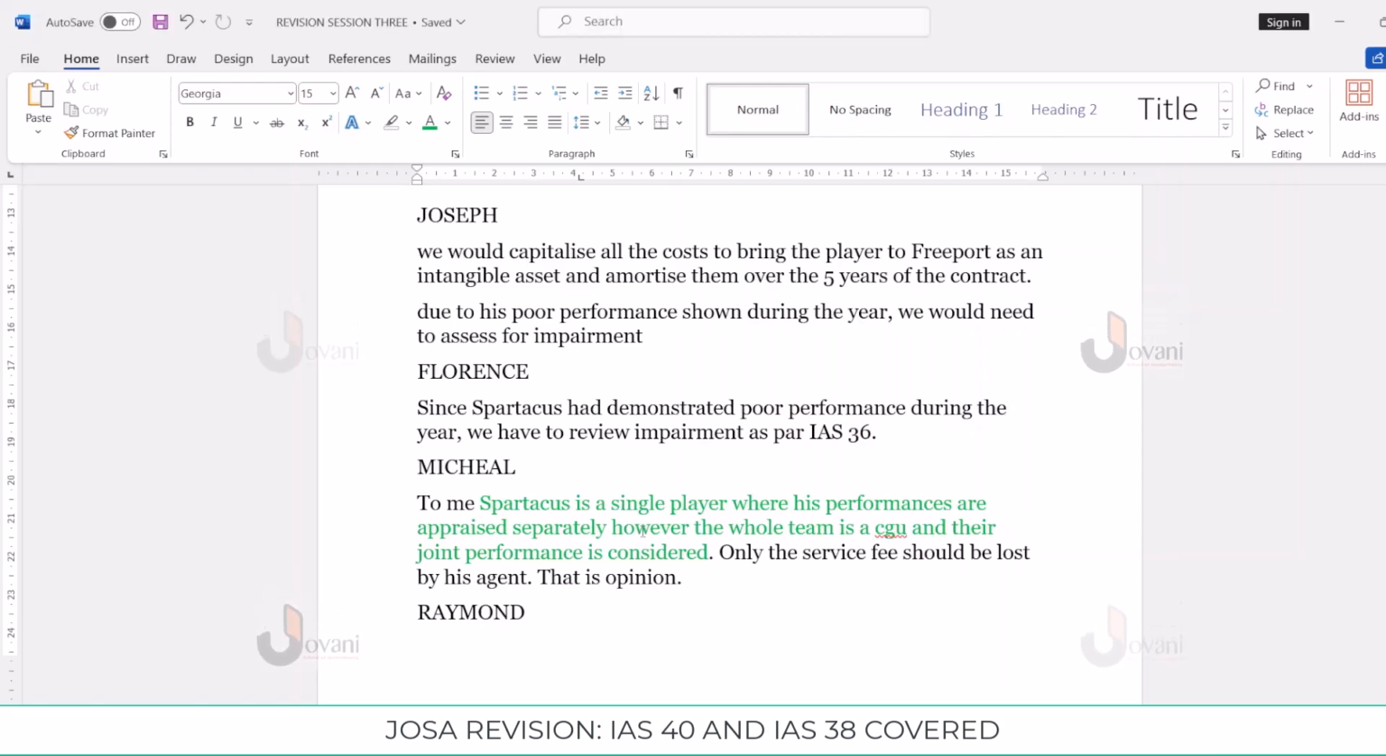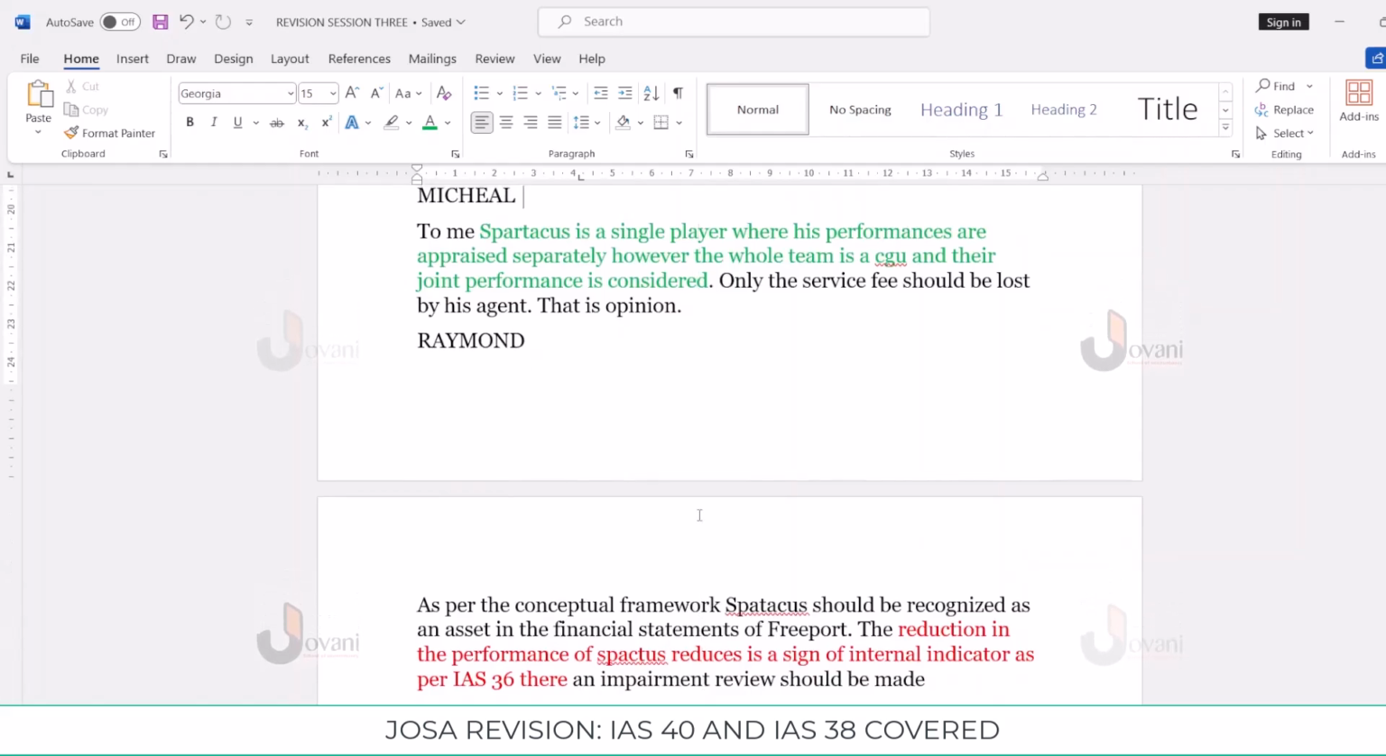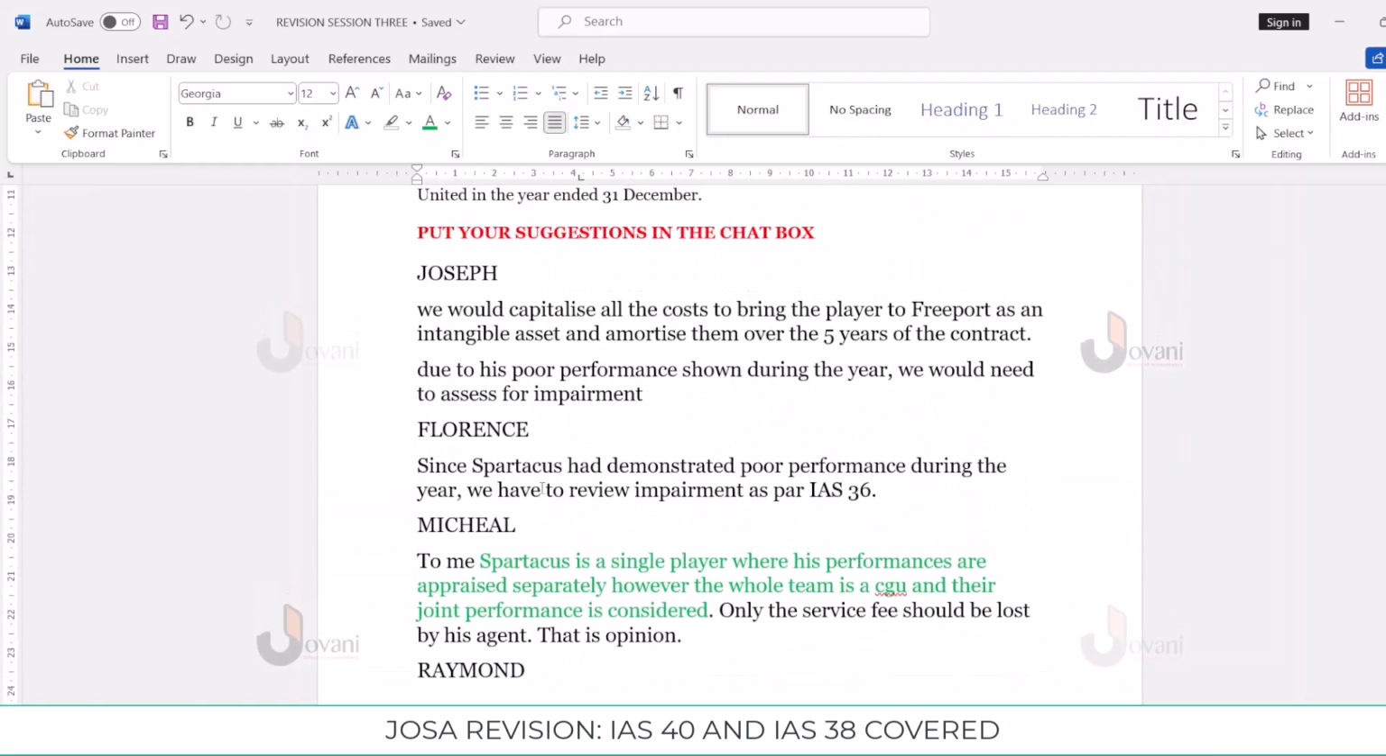Okay. So Michael got something right. A single player, therefore, should be considered as a CGU. That is right. Raymond said we should assess for impairment. This is a single player, so we cannot. You have to talk about a CGU. Another says, since Spartacus had demonstrated poor performance during the year, we have to review impairment as per IAS 36. That is partly in the answer.